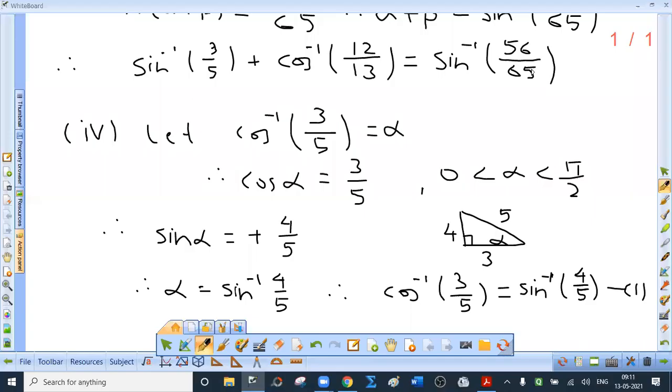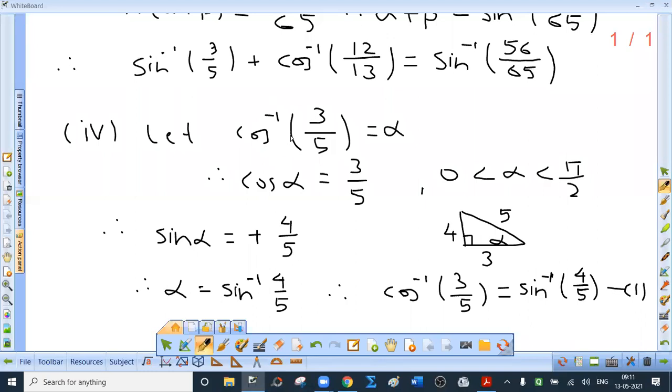Fourth one, prove that cos inverse 3 by 5 plus cos inverse 4 by 5 is pi by 2. When you see the right hand side as pi by 2, you should think of which result? Sine inverse 4 by 5 plus cos inverse 4 by 5 is pi by 2. Or you may say cos inverse 3 by 5 plus sine inverse 3 by 5 is pi by 2. Same thing. And that is why I expressed cos inverse in terms of sine inverse.